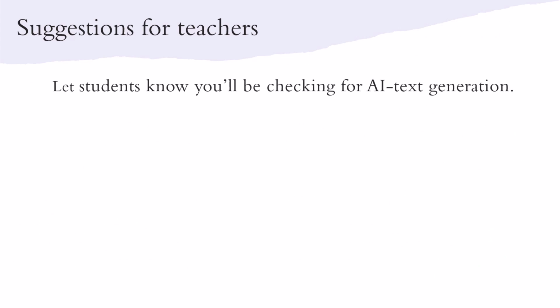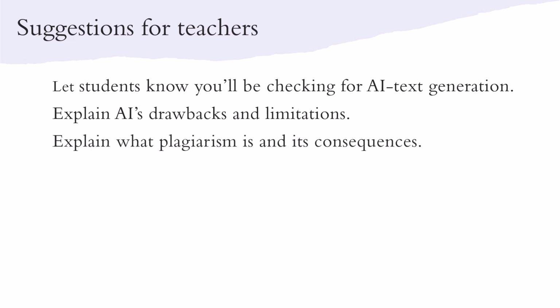Here are my suggestions for educators. Let students know that you'll be checking for AI text generation. Explain the drawbacks and limitations of text made through artificial intelligence. Make sure you explain what plagiarism is, what its consequences are, and that using text generated by a computer and submitting it as your own work is plagiarism. You can use this as a teachable moment. Explain what you're looking for in their essays and explain why AI text won't be able to do all that.